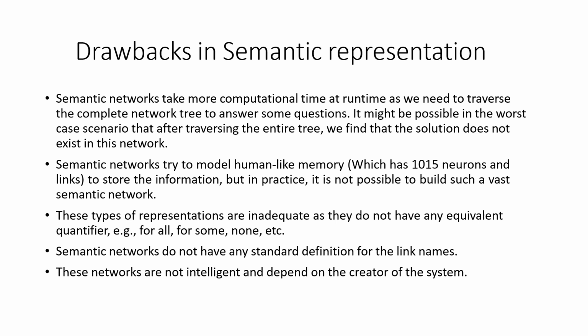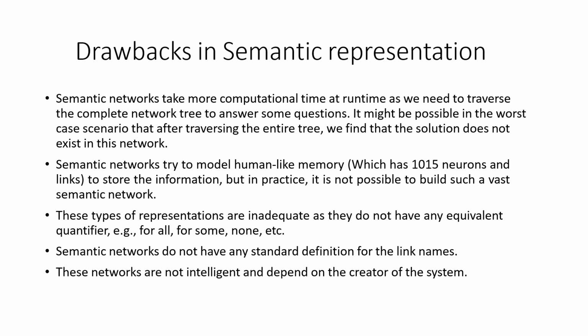Then networks are not intelligent by themselves and depend heavily on the system designer. So networks are not intelligent; they depend on the creator of the system. These are the drawbacks of semantic representation. The main limitation is that it cannot represent universal statements, that is, all representation, or some or none. So all this representation is not possible. So it is less powerful than predicate logic. We will discuss predicate logic in detail.